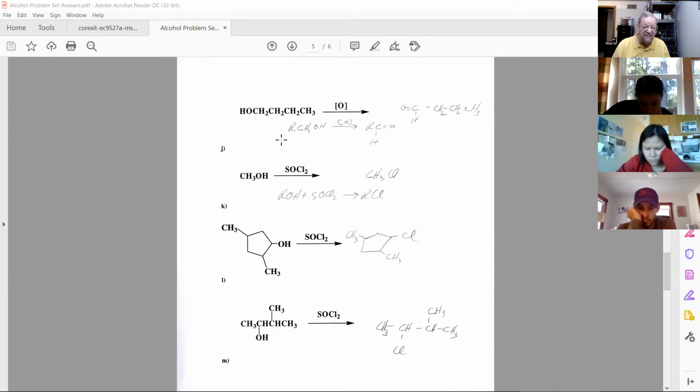And if we look at I, which is on the previous page, we have a primary alcohol, you oxidize it, and the same thing happens. You form a carbon-oxygen double bond, which you'll learn later on is called an aldehyde. And that's what happens here.